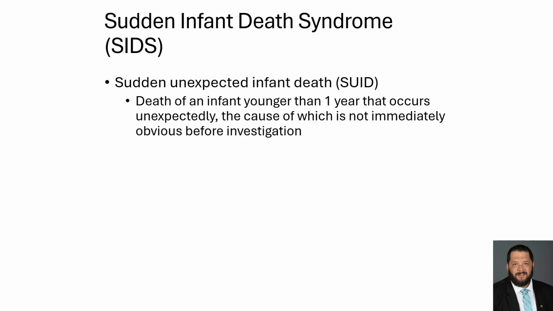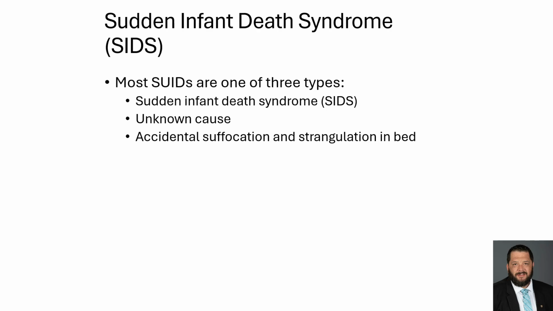SIDS is sudden infant death or sudden unexpected infant death syndrome. It's the death of an infant younger than 1 that occurs unexpectedly, the cause of which is not immediately obvious before investigation. Most sudden unexplained infant deaths are either SIDS, which is a syndrome of unknown cause, or an accidental suffocation in the bed. This is usually because there are too many things in the bed with the infant as they're sleeping, or they're inappropriately positioned and then ultimately asphyxiate during sleep.